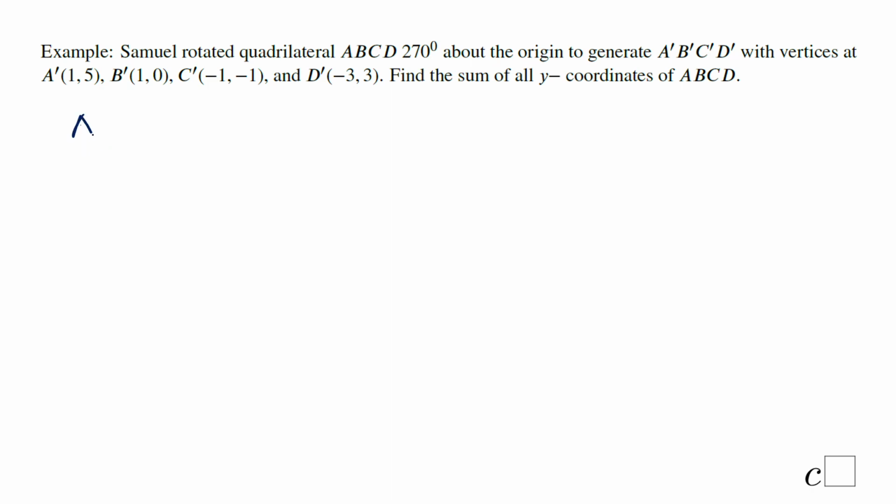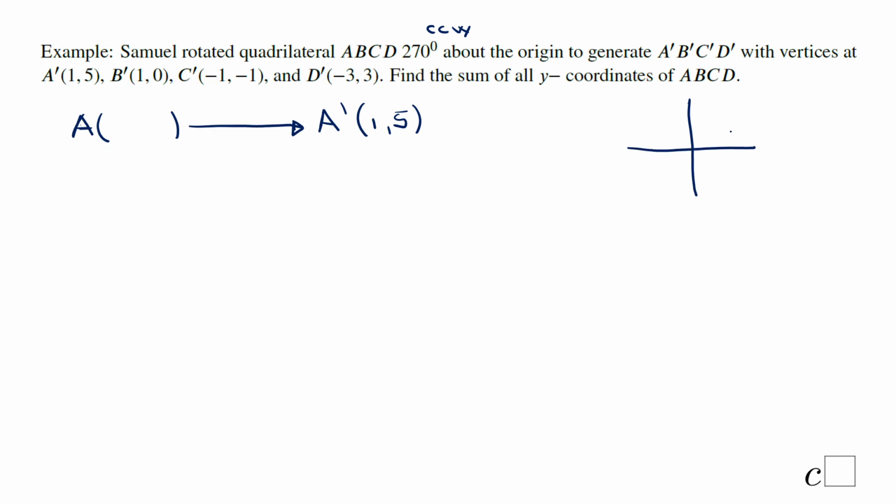So A, which I do not know, becomes A prime, which is 1 and 5. And we have this rotation of 270 degrees counterclockwise. What is the rule for that? Do you remember the rule? No, we do not remember the rule.